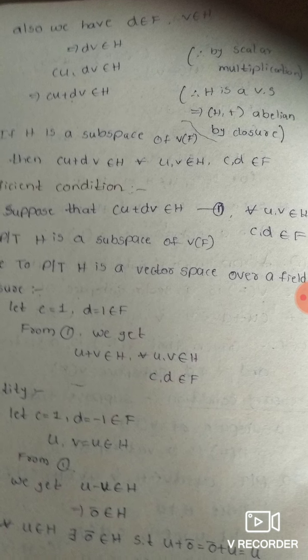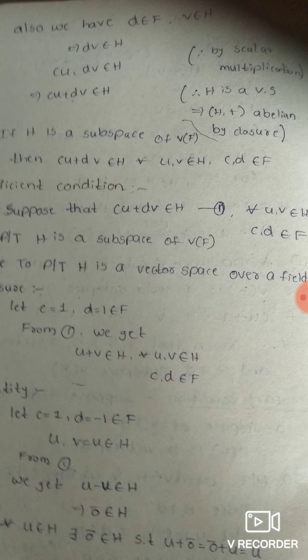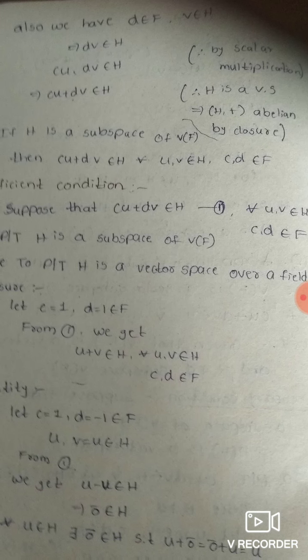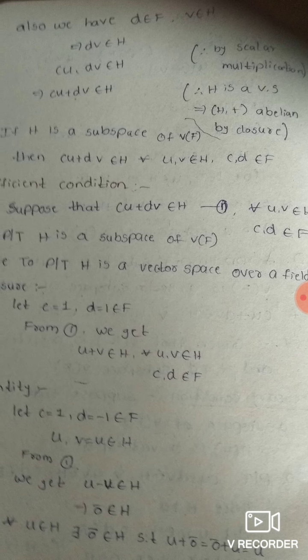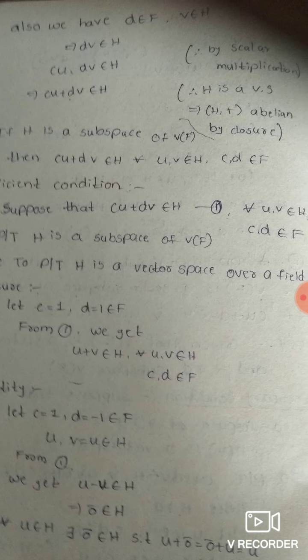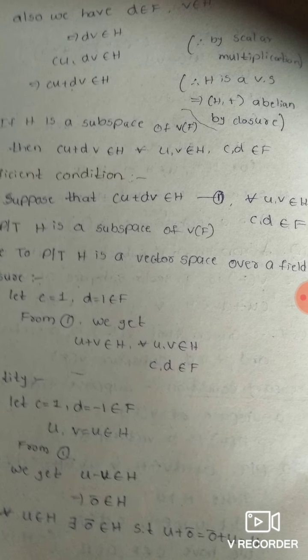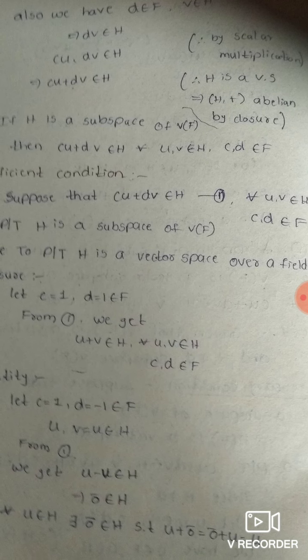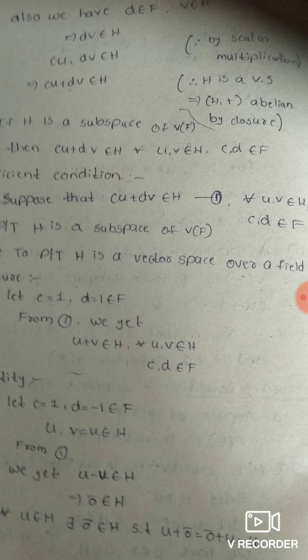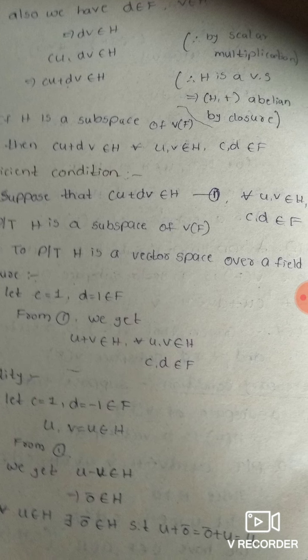Cu belongs to H and dV belongs to H, that implies Cu plus dV belongs to H. First, by using the vector space definition, by scalar multiplication, we write Cu belongs to H. Similarly, dV belongs to H. By the addition property, that is, the closure property with respect to addition, Cu plus dV belongs to H.